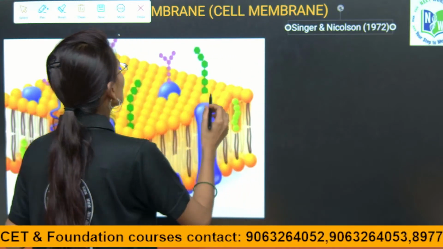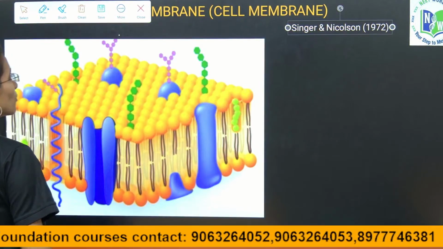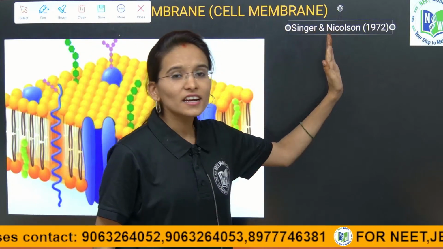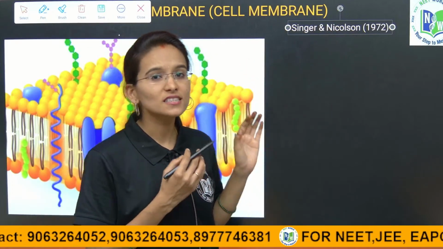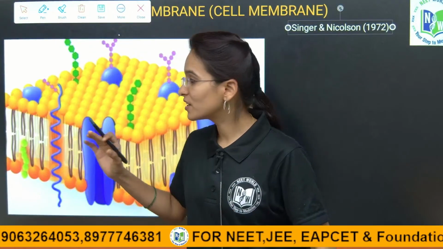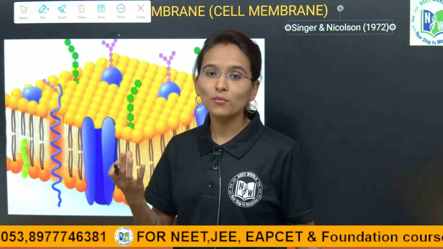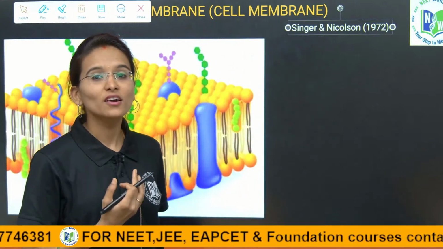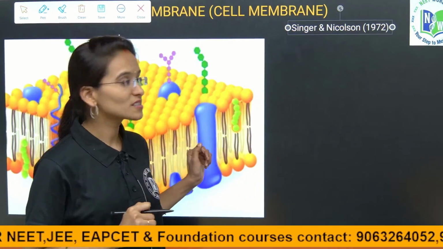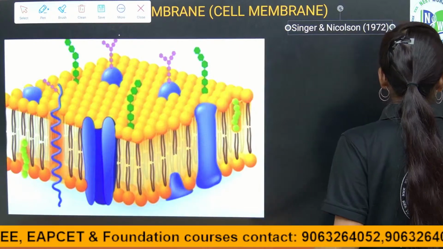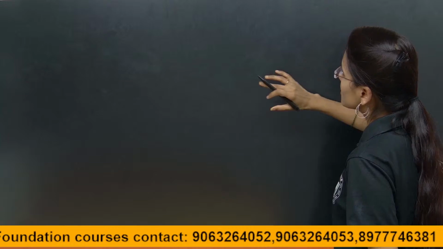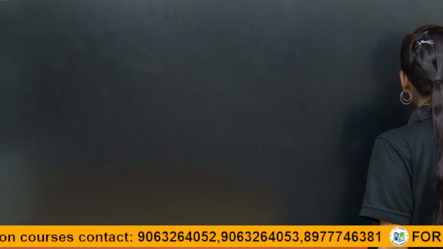Yes. So now we are going to study the plasma membrane structure. Singer and Nicolson proposed the plasma membrane structure, and they proposed the fluid mosaic model. They gave the name fluid mosaic model for this plasma membrane. Why have they given that name? Now we are going to discuss it. So please try to understand slowly whatever I am explaining to you, children.